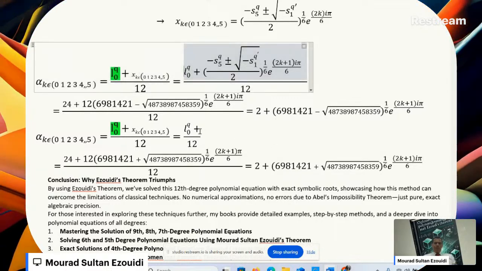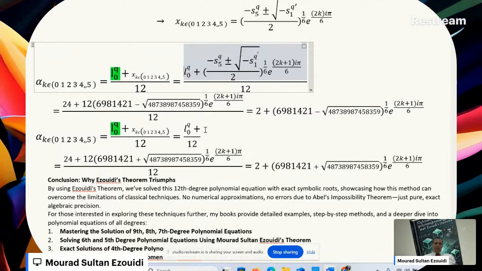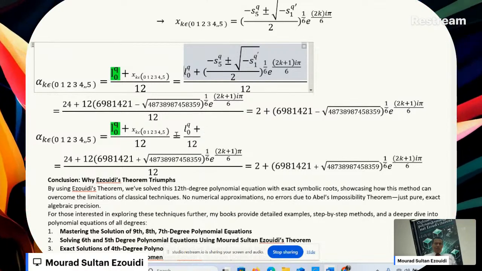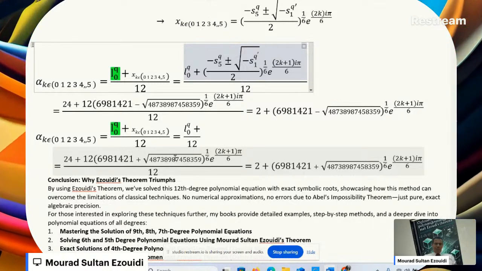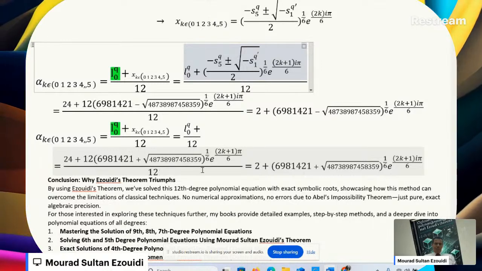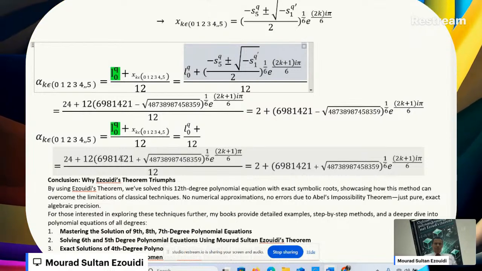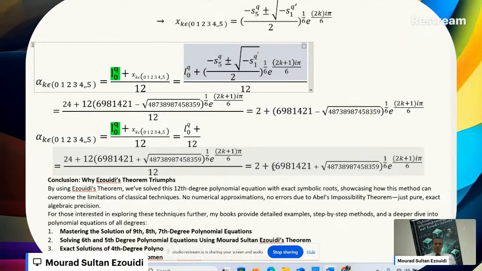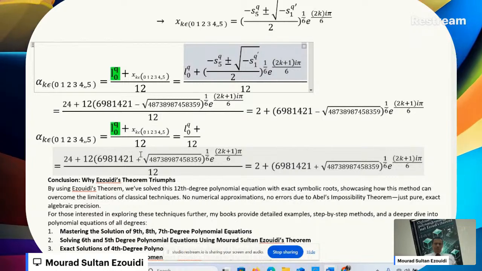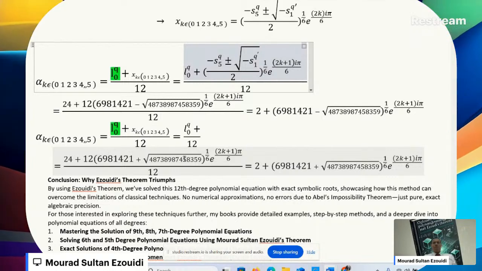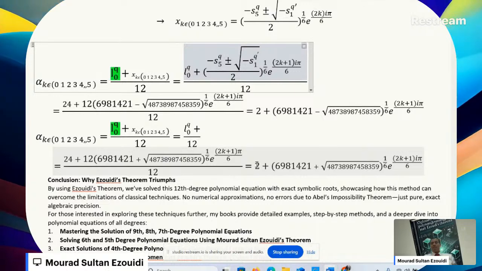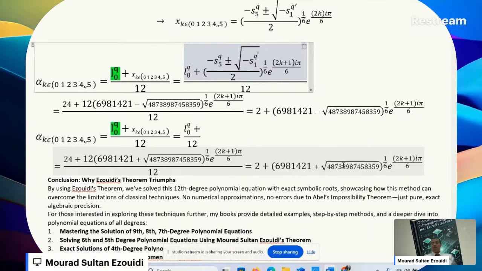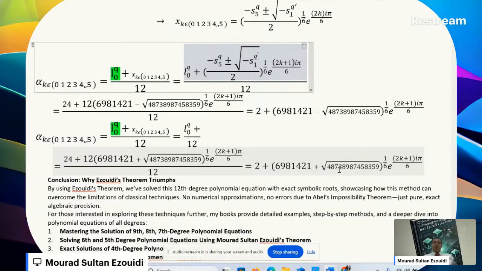So here we put that L0, which is 24, plus 12 divided by 12 times this. So 24 divided by 12 is 2. This 12 divided by 12 is 1, but I keep the difference between S4 and S3. So these are the second 6 exact roots of my original equation.